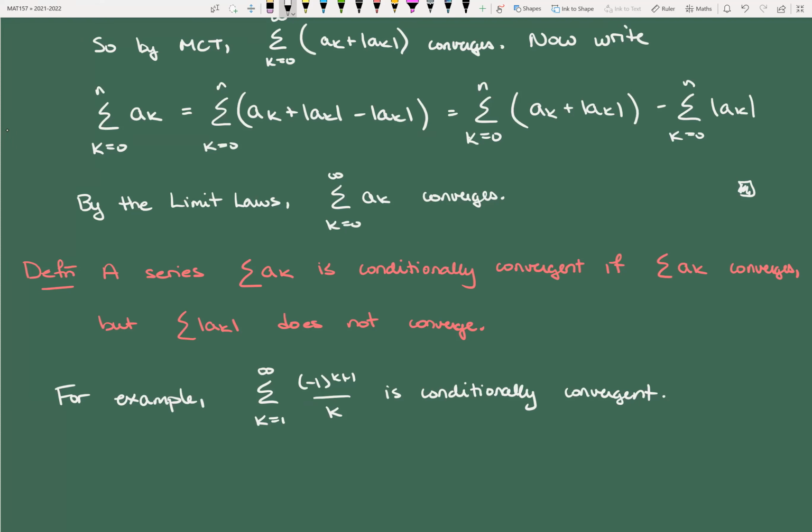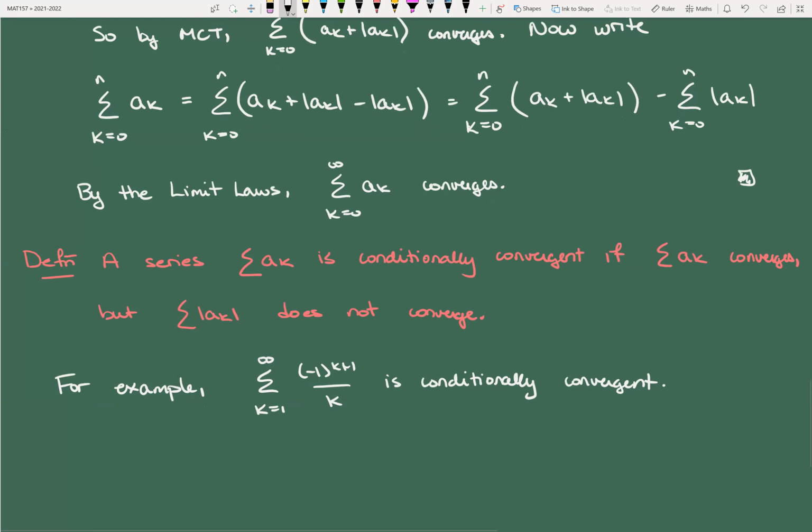So it's very easy to construct examples of conditionally convergent series, but the classic one is the alternating harmonic series. So we just have to be a little bit careful about that. It's just something to keep in mind.